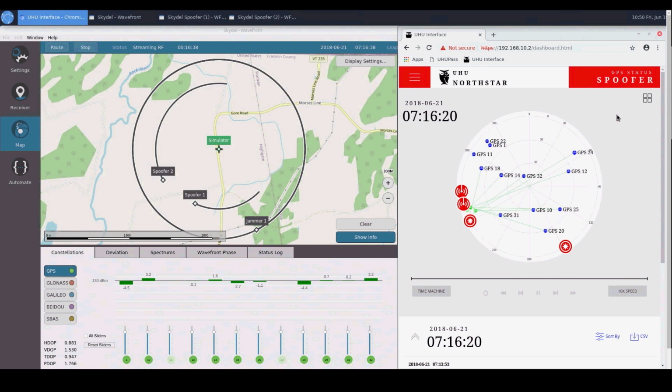Okay, so now the Northstar is detecting 2 jammers. One is our jammer 1 and one is our spoofer 2. And you can see that the green dots appear to be coming from the spoofer 2 location. And that's showing that these signals are arriving from the horizon, not from where the satellites should be. So that's clearly a spoofing event.